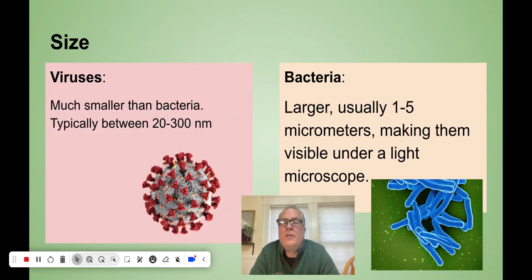Now, if we compare their size, viruses are much smaller than bacteria, and just for a reference, they're typically between 20 and 300 nanometers, so much smaller than a cell. Now, bacteria, they are larger, but they are a simple cell called prokaryotes. So they're usually approximately about 1 to 5 micrometers. So this does make them a little easier to observe. We can see them under a light microscope, whereas viruses we cannot.